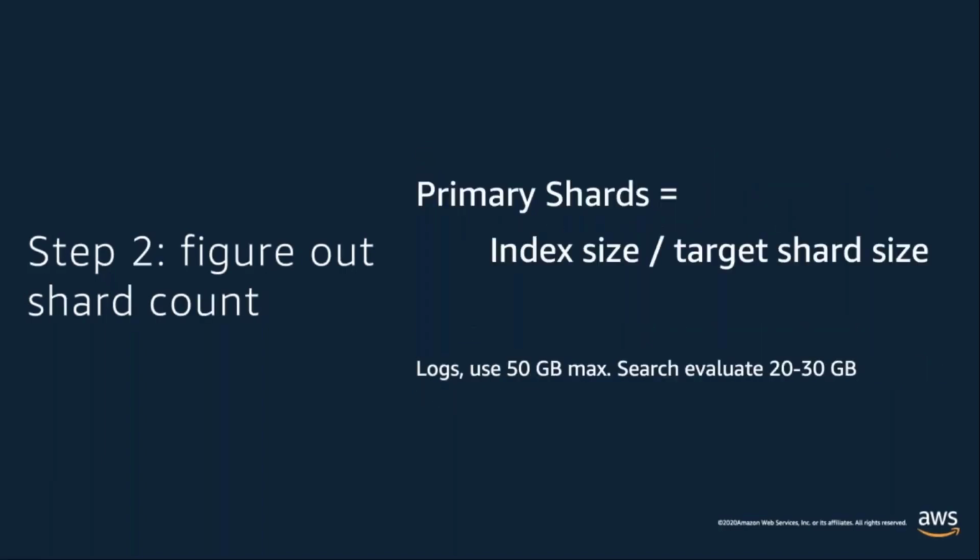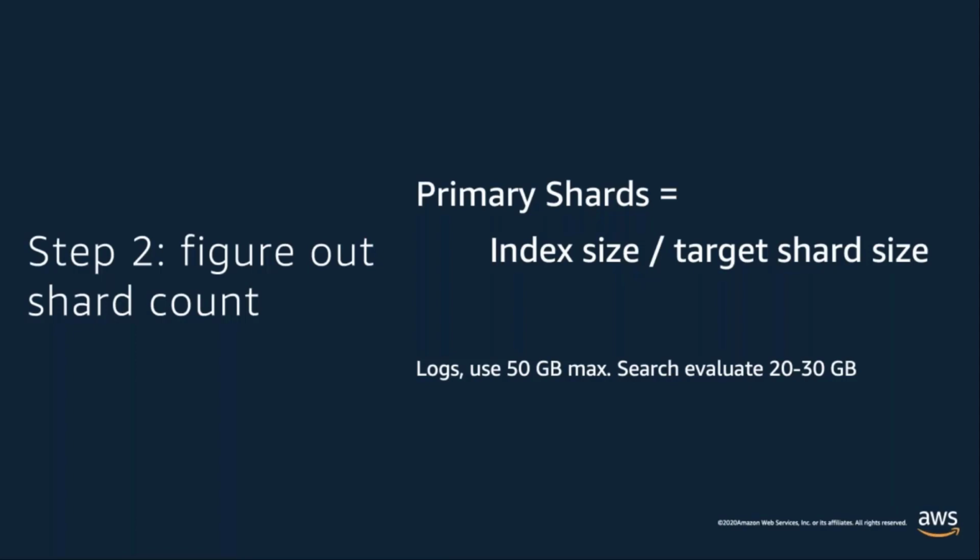Now we want to figure out the shard count. So we're going to create these indexes and we're going to set our primary shards. We already have an estimate from the prior screen of what the index size will be. It's going to be the source size times 1.1. So when we set the shard count, we're going to divide the total index size by the target shard size. We have different target shard sizes for logs and search.